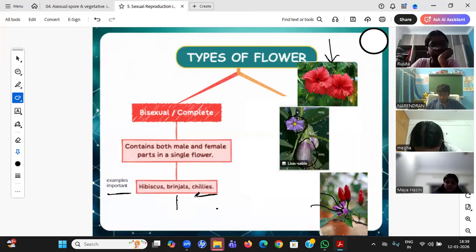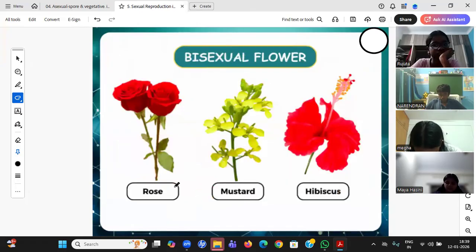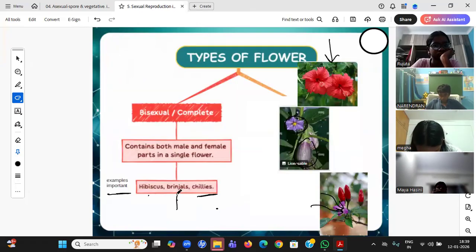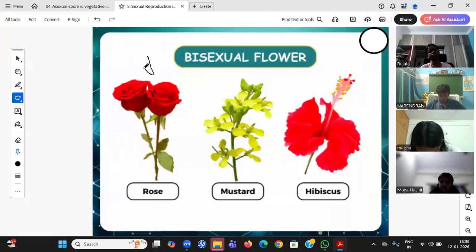Are there any others? Yes, there are many other things, but try to remember four or five. Hibiscus, brinjal, chilies, rose plant, mustard. So definitely these all belong to the bisexual flower, students.